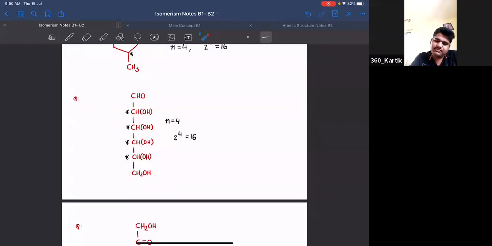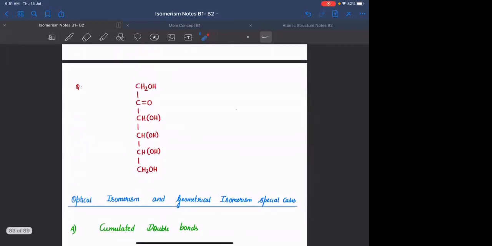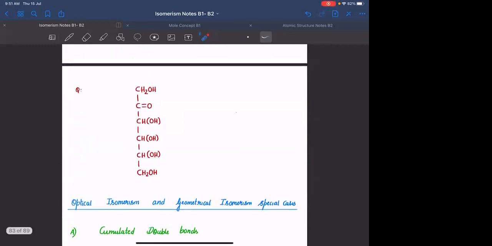Yes. Everyone, any doubt? Out of these 16 possible variations, one of the structure is of glucose. We will understand that in the chapter of biomolecules. We will deduce the structure of glucose. Okay. Next, this is the formula for fructose, or this is the structural formula of fructose. Okay. Tell me the chiral carbons.